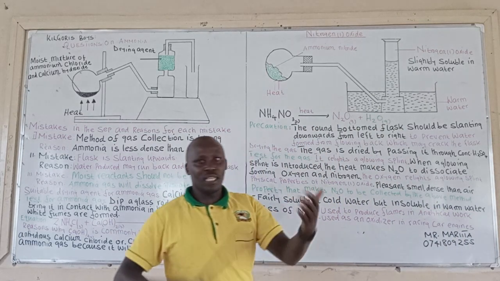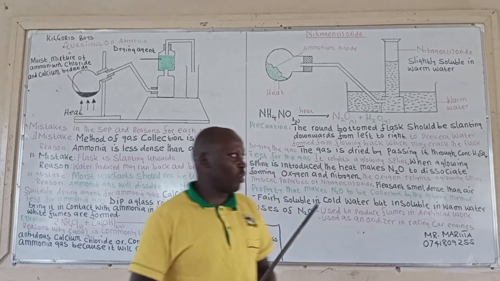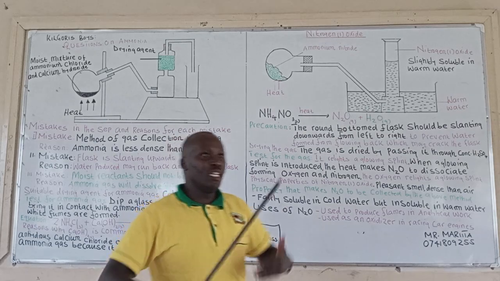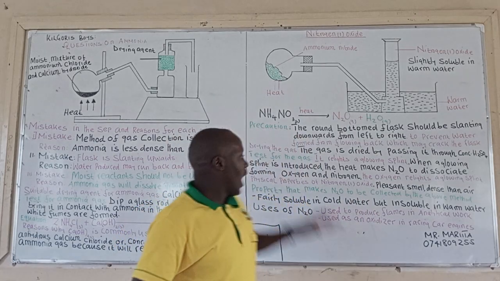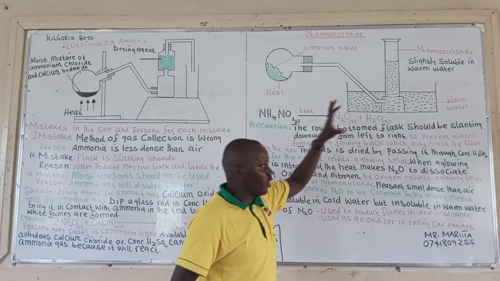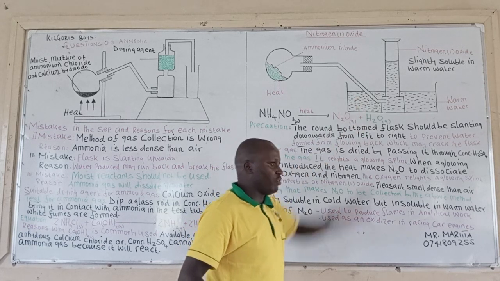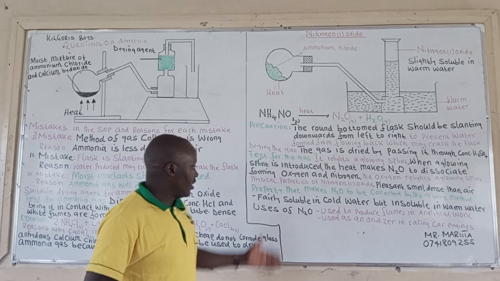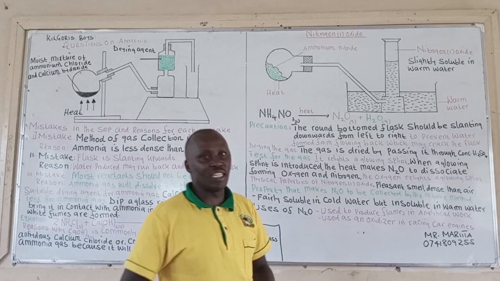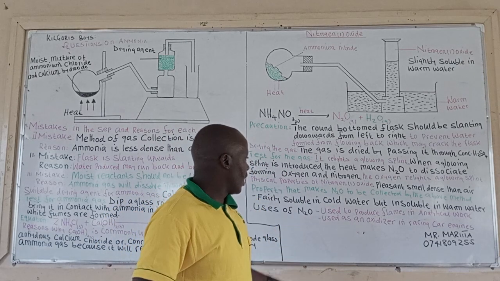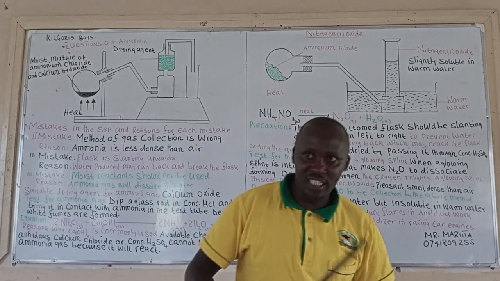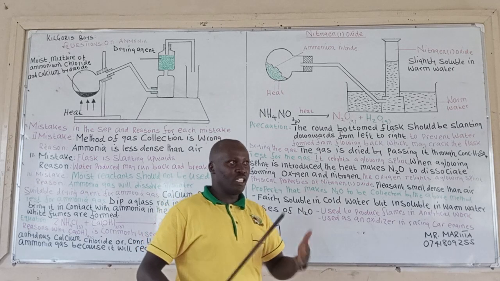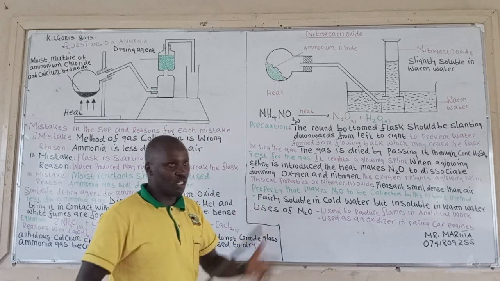The property that makes this gas to be collected over warm water is that the gas is fairly soluble in cold water, but insoluble in warm water. And that is the property that makes this gas to be collected by this method that you have seen there. Then at least one use of nitrogen(I) oxide: it is used to produce flames in analytical work. It can be used as an oxidizer in racing engines. It can also be used as an anesthetic during surgery. So those are some of the uses of that gas.